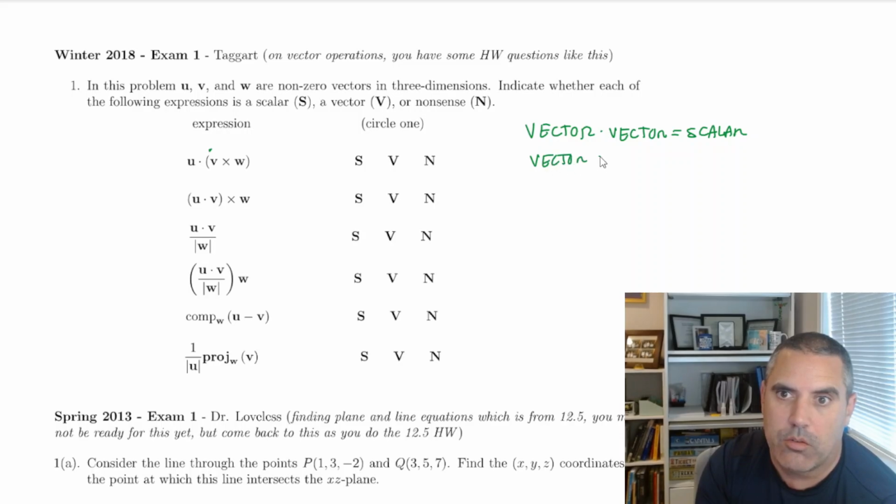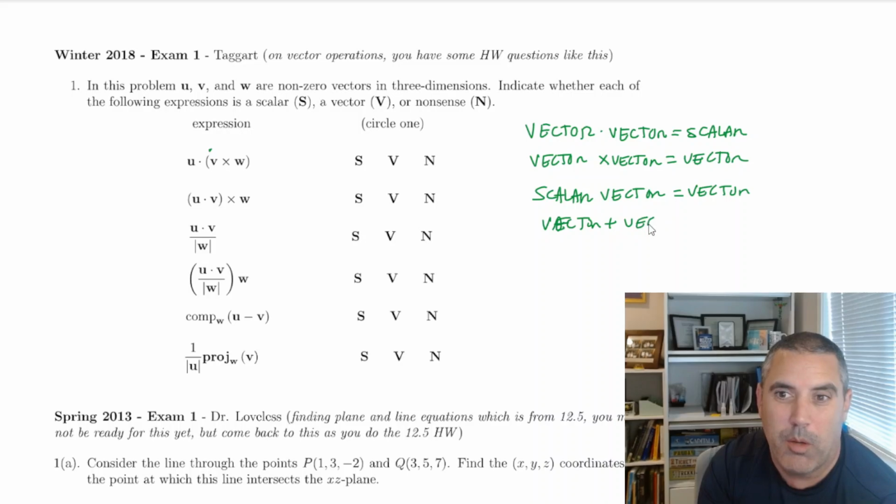A vector crossed with a vector is a vector. We have a number sitting next to a vector, so that would be a scalar with no operation between it, and that's a vector. That's that rescaling. We can add two vectors, vector plus vector. So this is just getting us to think symbolically about what we've defined and what we haven't defined.